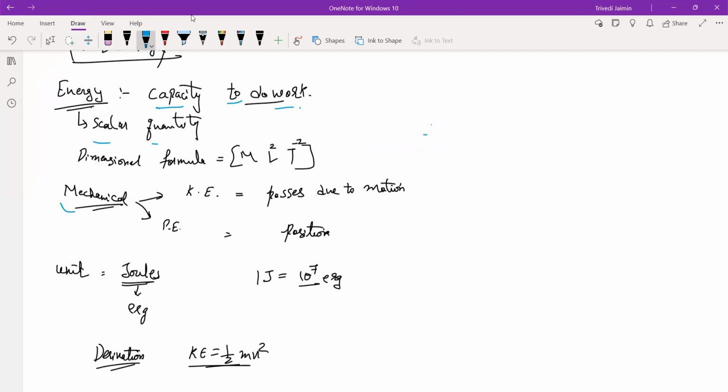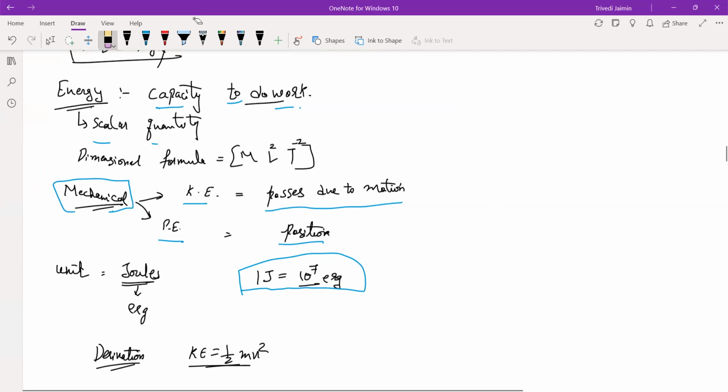And for this, we are going to study only mechanical energy. In mechanical energy, kinetic energy and potential energy. Kinetic energy is possessed due to its motion. Potential is due to its position. And this one we already derived before. 1 joule equals 10 to the power 7 ergs. How to get this? You know this conversion, right? Unit conversion? Yes, sir. Good. If not, then I can explain, or else let's move to next.